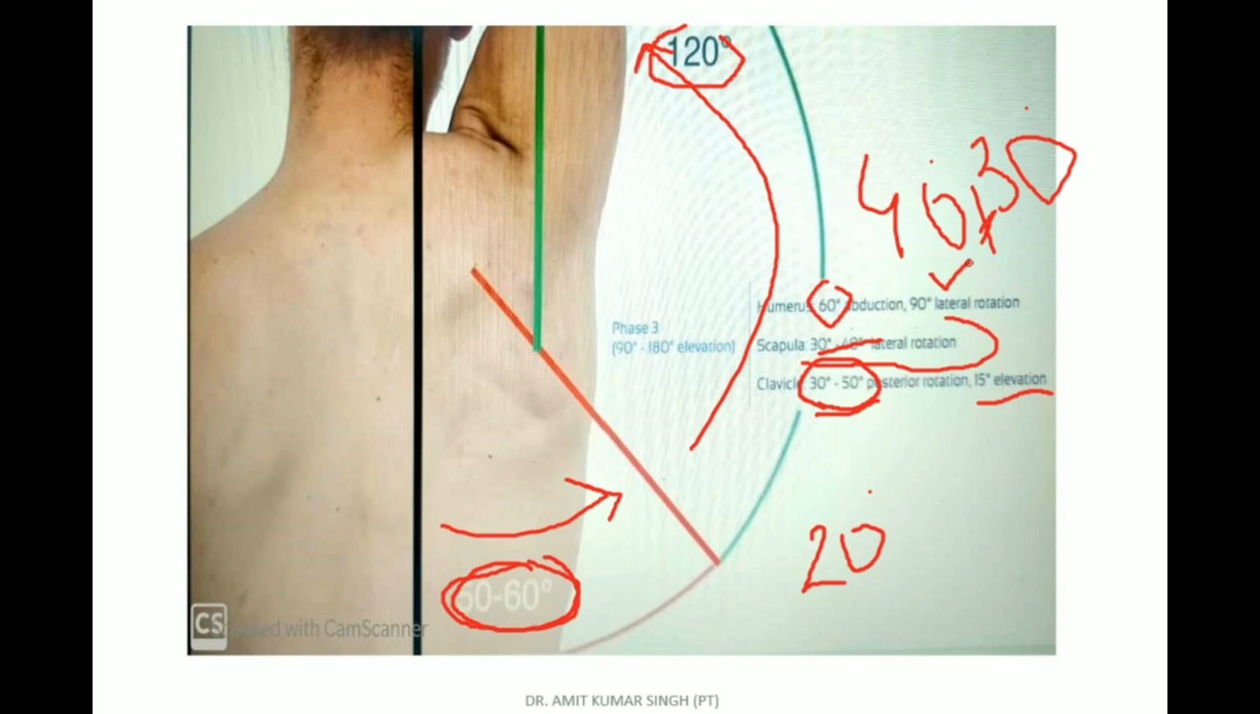So this is required in the third phase, the last end range, where the humerus has already achieved 90 degrees of abduction. From there you need to make a lateral rotation of the shoulder complex, rotate your hand outside, and only then can you go further to complete the shoulder elevation and touch your ears. Okay, so this is known as scapulohumeral rhythm.